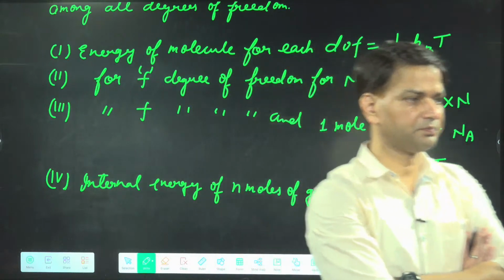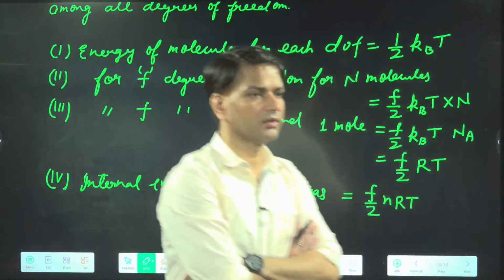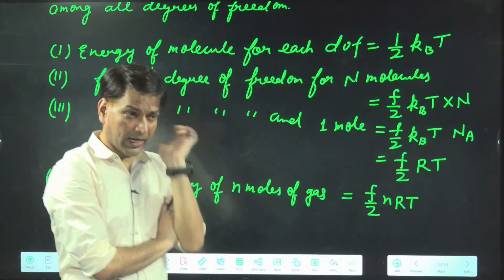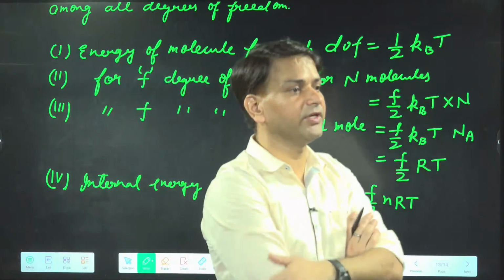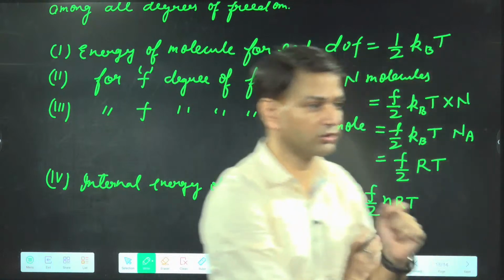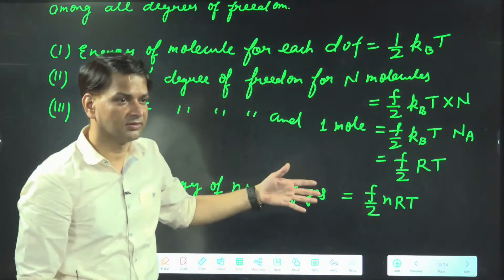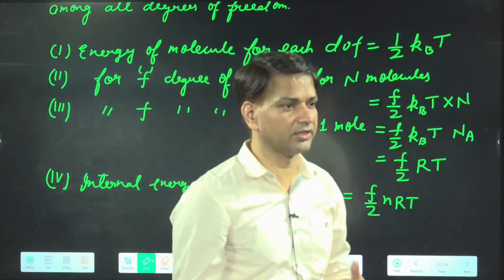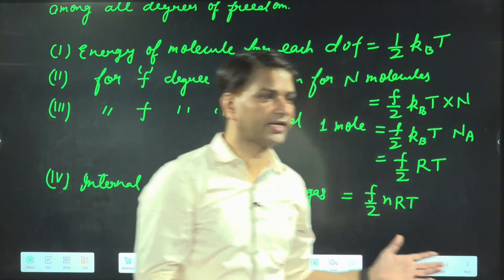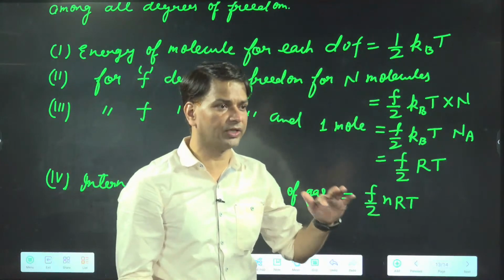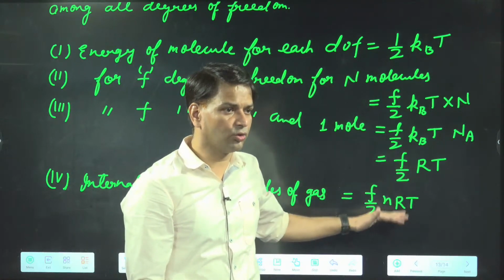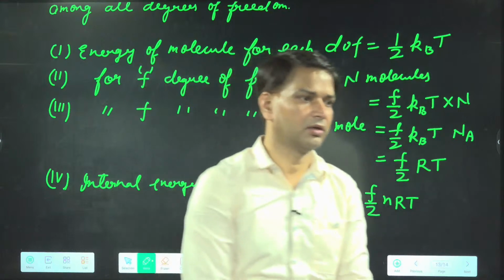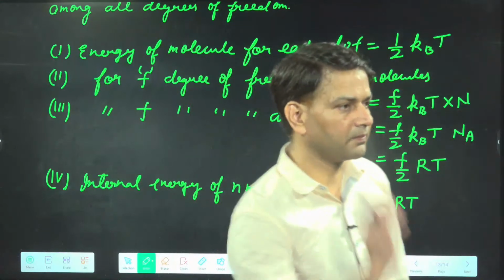Okay. And nRT, what can we say? nRT is the PV. So sometimes we will use this formula also, f by 2 PV, when they will not give the condition of mole and temperature. They will give the pressure condition, pressure and volume. So that nRT I can say from the ideal gas equation P into V. So we can use f by 2 PV. Understood?